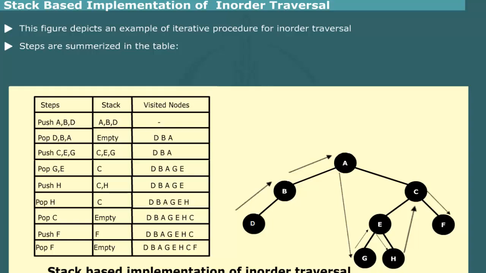The implementation of the iterative procedure for in-order traversal uses the set of classes called node, stack, and tree structure, which we presented in previous section. For the in-order traversal, we use a method named stack inorder. The code for this method is shown in demonstration.